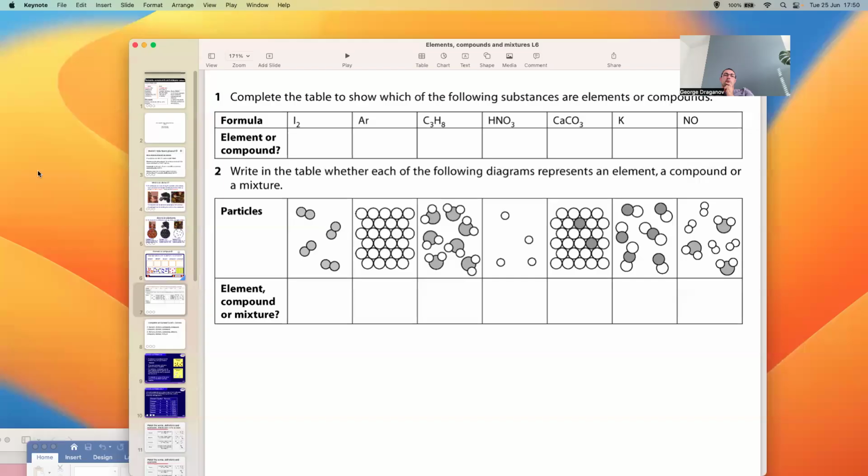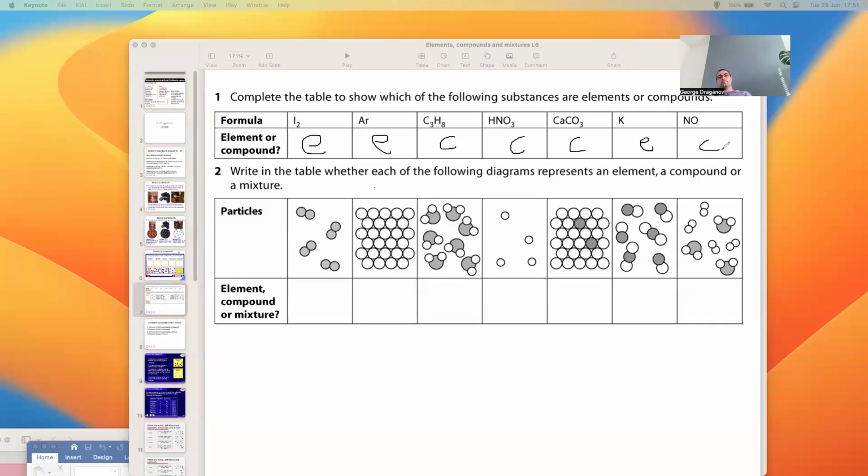One more worksheet as a practice. If we look here at the formulae, I2 is an element because it's still one type of atom. If you have a capital and a small letter, then that's still an element because it is in the periodic table. It is called argon. Now, if you have two capital letters that are different, that's a compound because you've got carbon and hydrogen. Here it's a compound, we've got three different elements. Here we have three different elements chemically bonded. Here we just have one element. And here it's a capital letter, which means nitrogen monoxide.